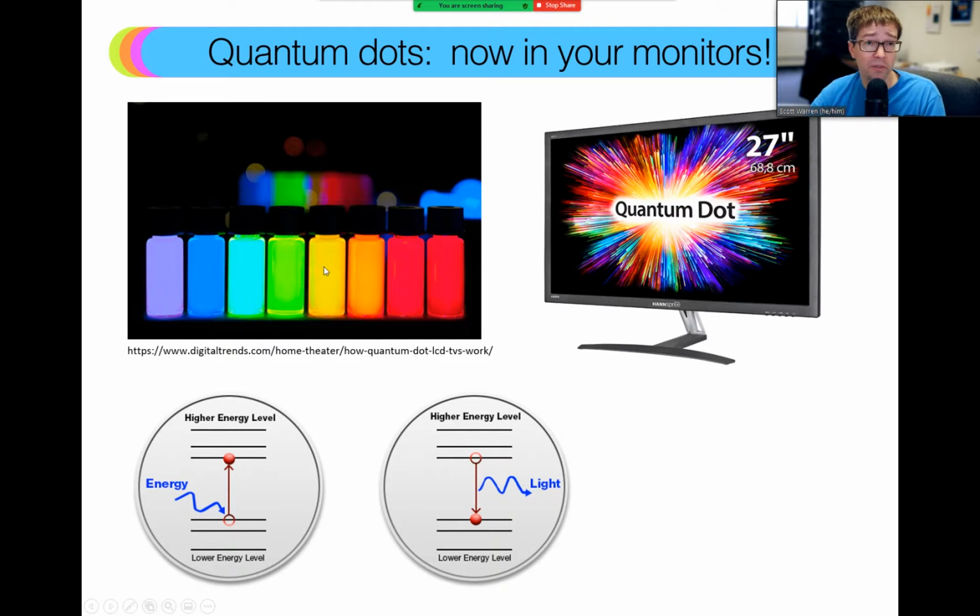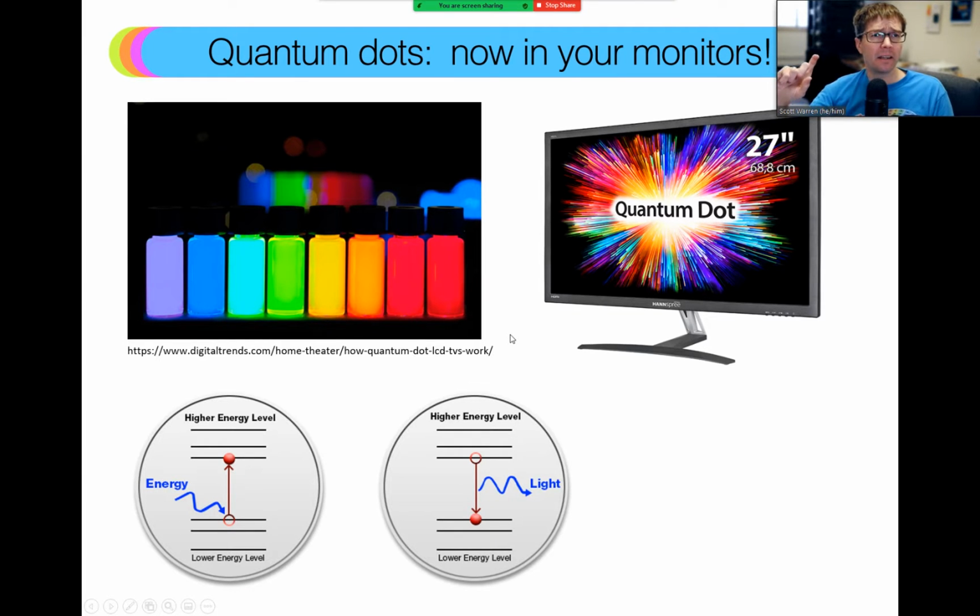And these materials are just beautiful. So this is a photograph on the top left of quantum dot solutions. The reason that they appear to be glowing is because they are glowing. In this photograph, the person setting up this picture is shining ultraviolet light on the quantum dots. That ultraviolet light is larger in energy than the band gap in any of these quantum dots. Therefore, the ultraviolet light is being absorbed.